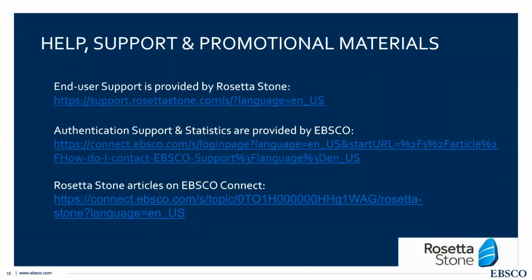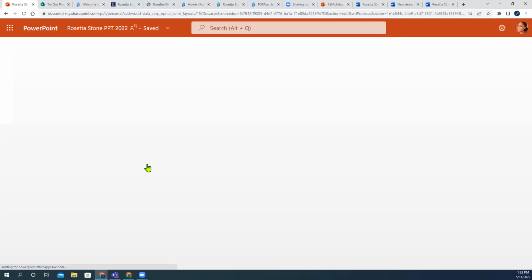There are 2 levels of support. End user support is actually provided by Rosetta Stone, not by EBSCO. So if end users have questions about the content, they can contact Rosetta Stone support, or if you have questions about the content or the platform itself, you can reach out to Rosetta Stone support. EBSCO does support any authentication questions you may have, and they can provide statistics for usage of this resource at your library or your institution. And then this is where I actually linked to earlier, the articles on Connect. So I will follow up with these links so that you have them available to you. And I think that is it.